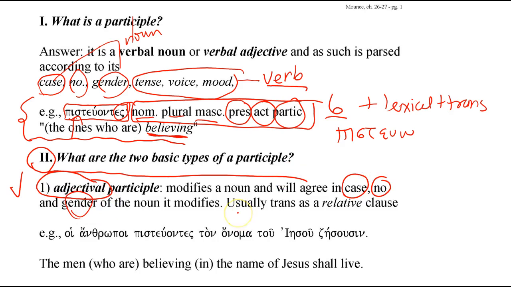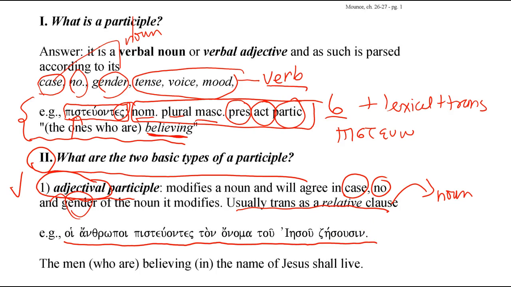And usually what happens then is that since this is a verbal noun or verbal adjective, the participle is translated as a relative clause that modifies the noun in which it matches in case, number, and gender. So let's give a quick example here. So in this sentence, hoi anthropoi pisteuontes ton onomati tou Iesou zesontai. If we look at this, the subject of the sentence is this hoi anthropoi, or the people or the men. And the verb is zesontai.